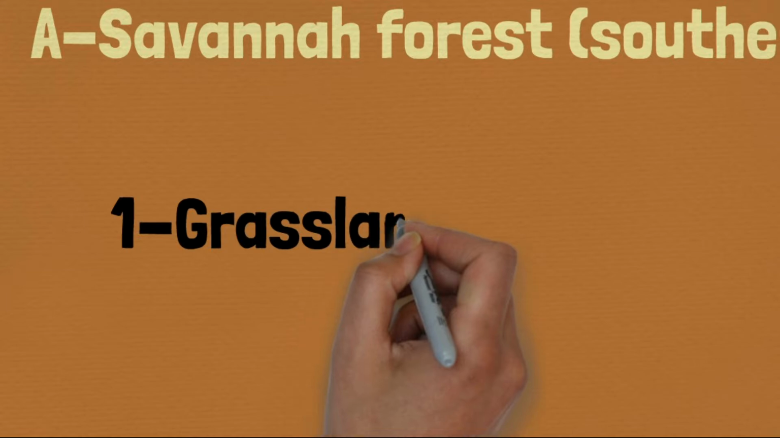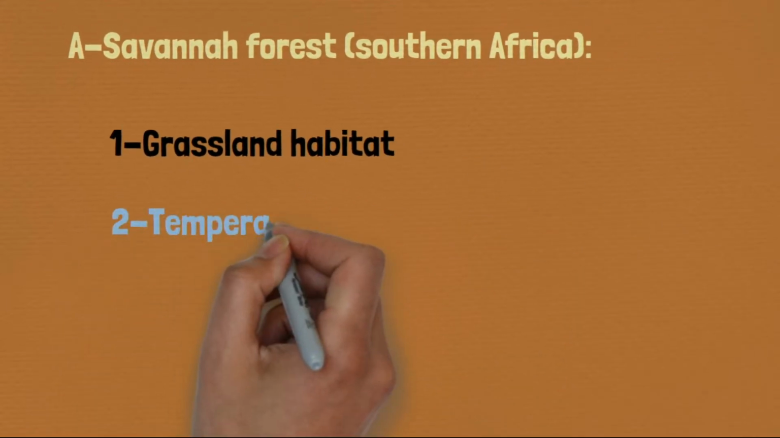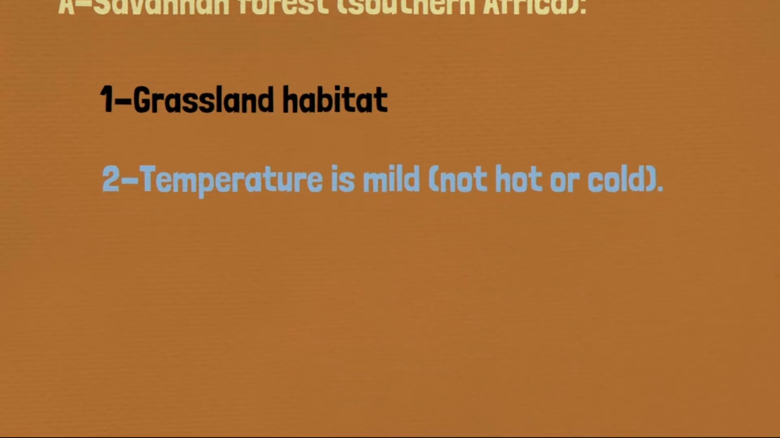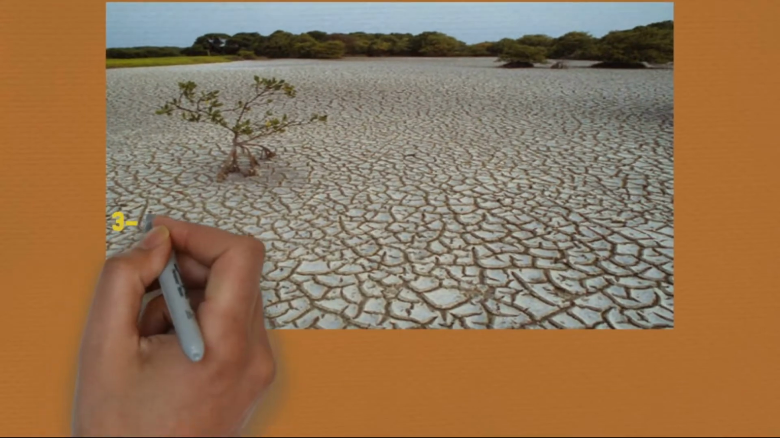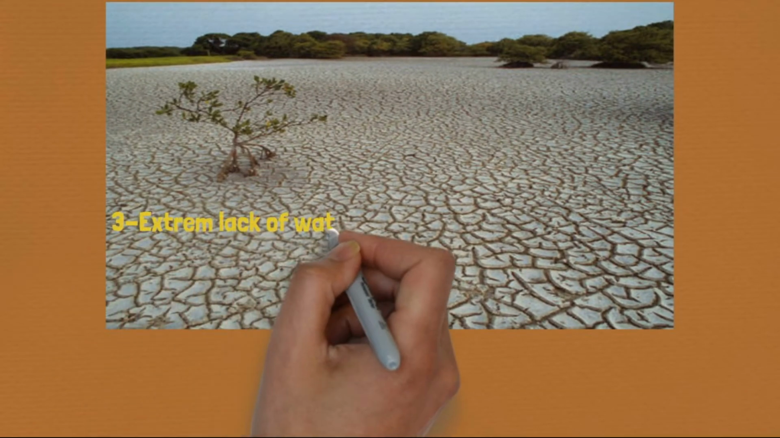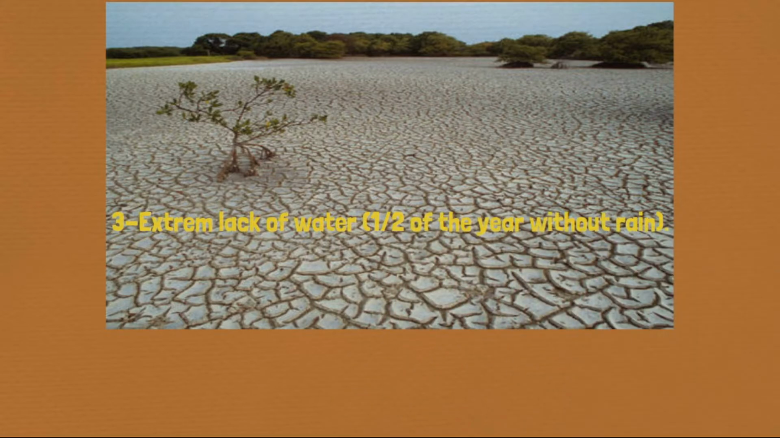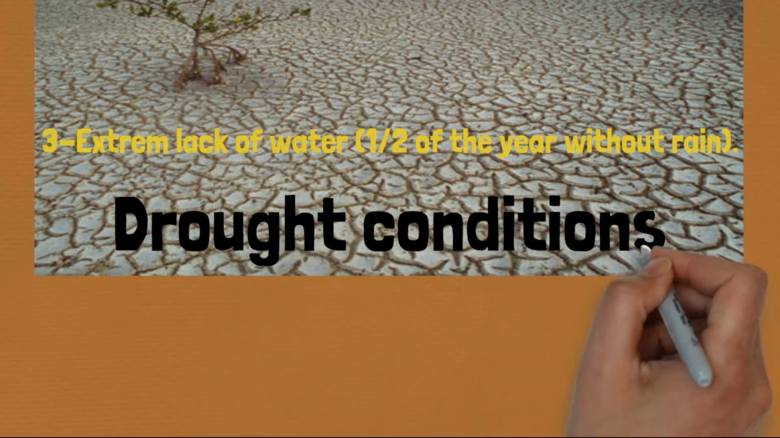Savanna is a type of grassland habitat, which means it has a lot of grass and a few trees. The temperature in savanna forest is mild, not hot or cold. Half of the year there is no rain, extra lack of water. We can call that drought conditions.